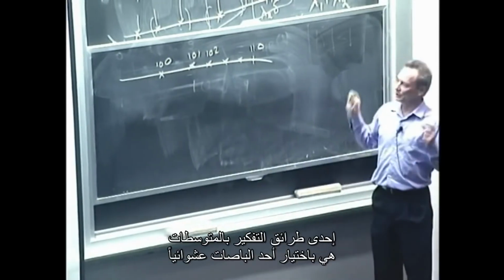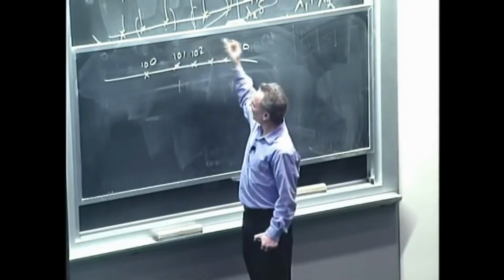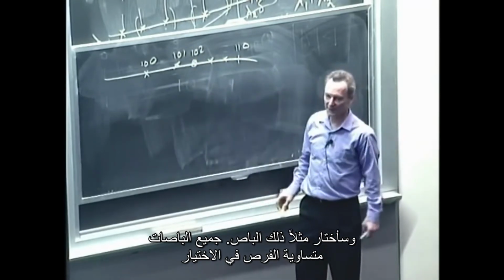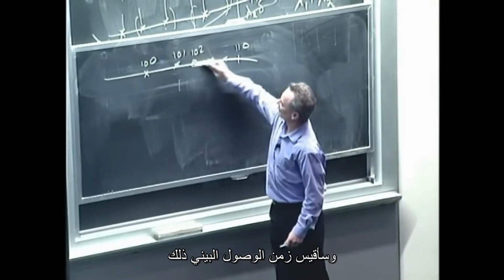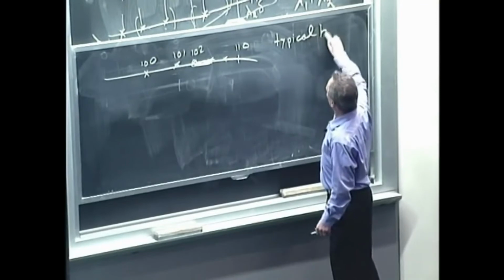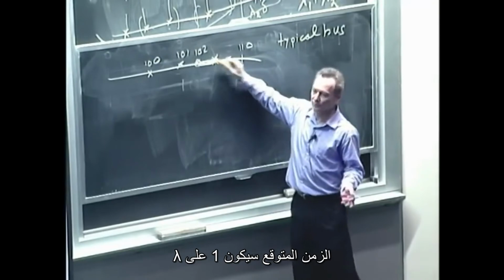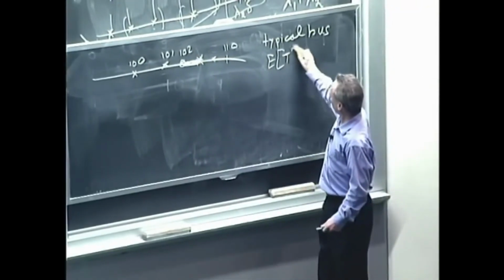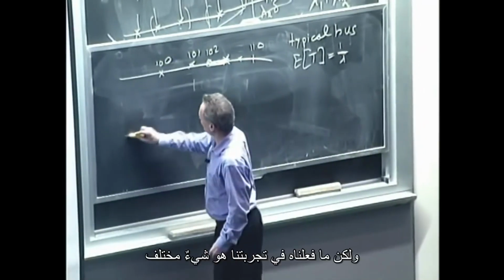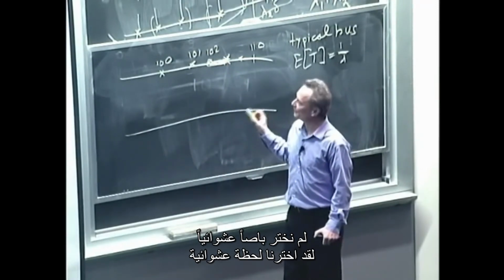One way of thinking about averages is that you pick a bus number at random. I pick, let's say, that bus. All buses being sort of equally likely to be picked, and I measure this interarrival time. So for a typical bus, then starting from here until there, the expected time has to be 1 over lambda for the Poisson process. But what we did in this experiment was something different. We didn't pick a bus at random. We picked a time at random.